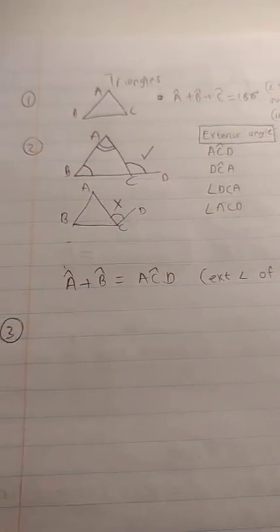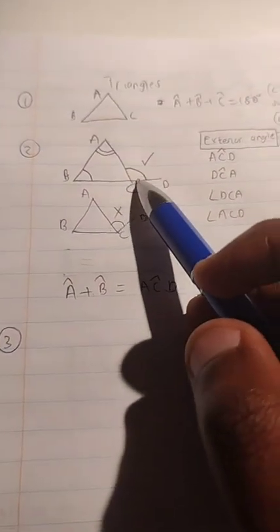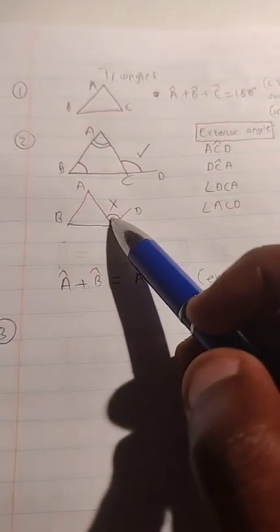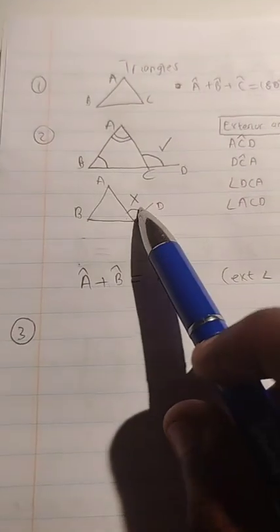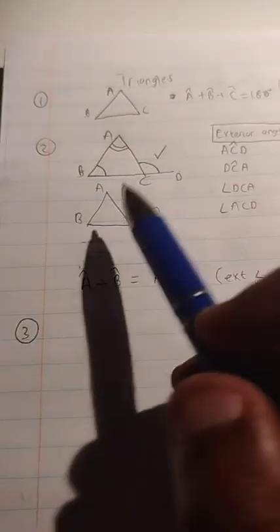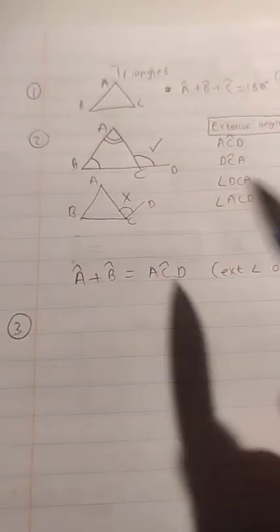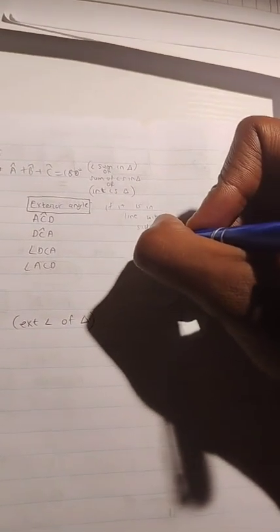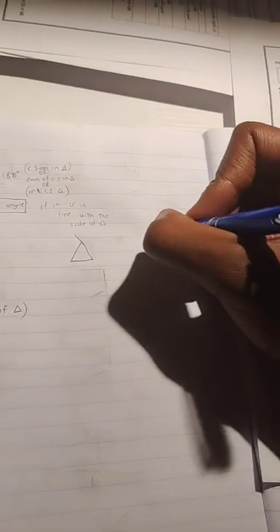I said this one is the true exterior, this one false exterior. This one is not the true exterior angle. Why? Because it is not in line with the side of the triangle. Let's check if people understand this. Let's say I had a triangle, and I'm asking now, this is C, B, A, and let's say that's D.